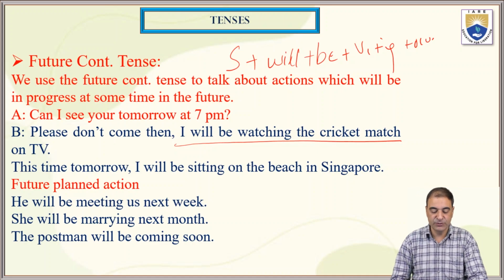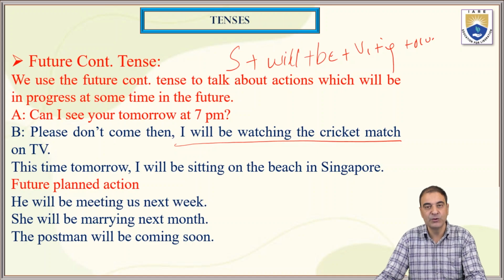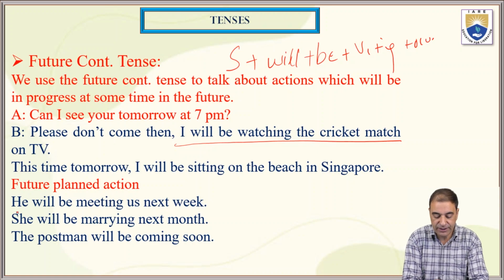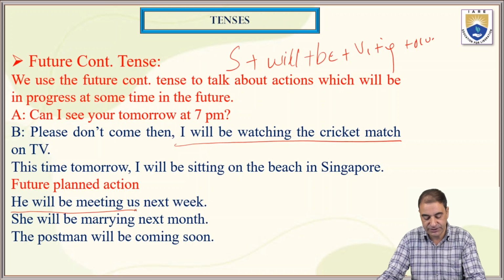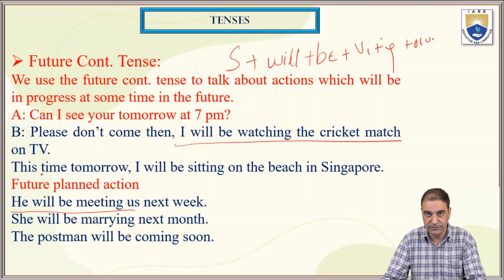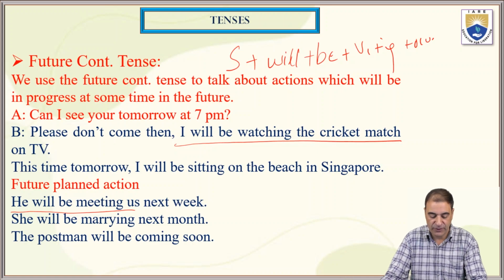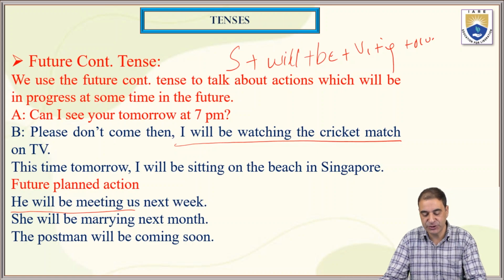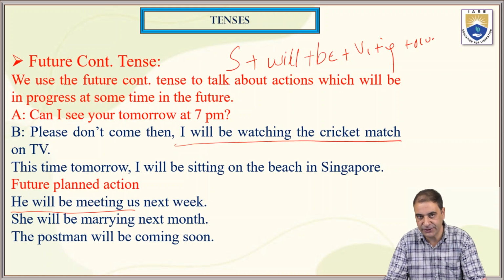That's why. And the next one, we use this future continuous tense for future planned actions, like he will be meeting us next week. If you look here, it's again a future continuous tense. And in this future continuous tense, I'm talking about the future planned action. It's planned that he will be meeting us next week. Or for that, she will be marrying next month. The postman will be coming soon. Here, all these actions are talking about future planned actions.